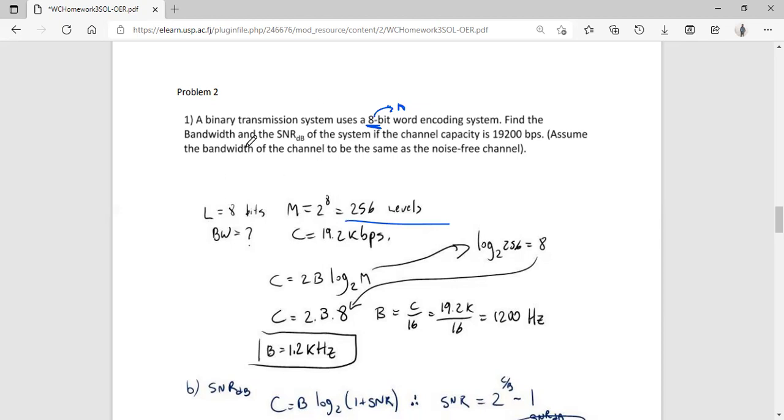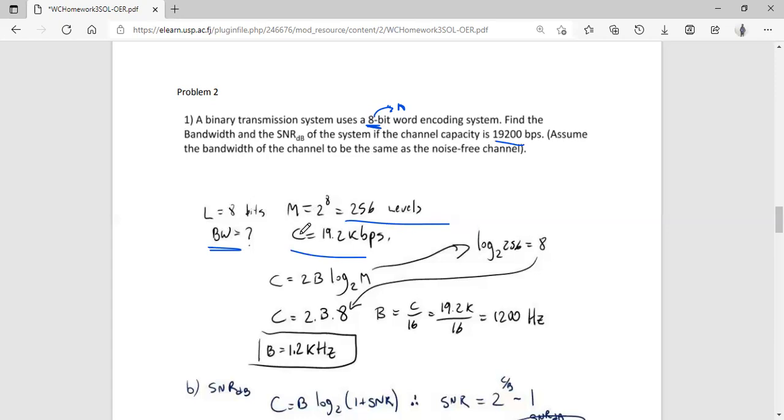Then our bandwidth and the SNR dB, we need to find this if the channel capacity is 19,200 bits per second. We directly get our capacity value from the question itself. This is our capacity. We need to find our bandwidth. We have already calculated our M value, and based on the value given in the question, we have our capacity value, right? So we have our M and we have our C.